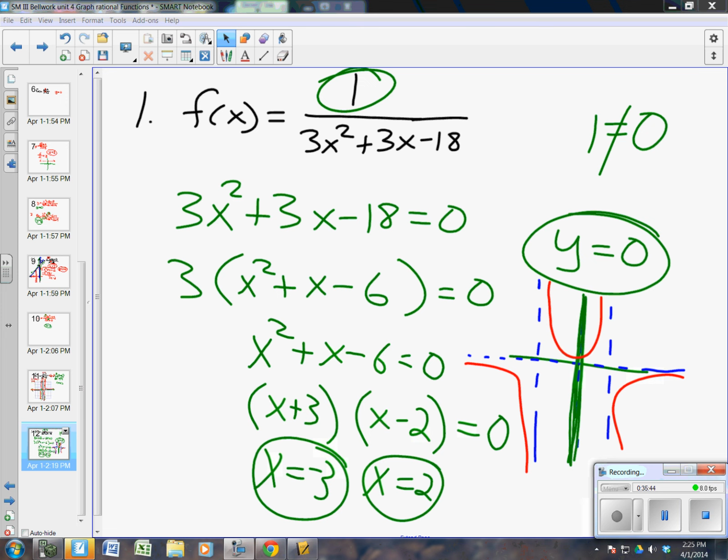Okay, but with a rational function, the only time it's 0 is if the numerator is 0, because if the denominator is 0, it's undefined, right? If the numerator is 0, the function's 0. So what we do is we set the numerator equal to 0 and solve for that to find the x-intercept. Okay?